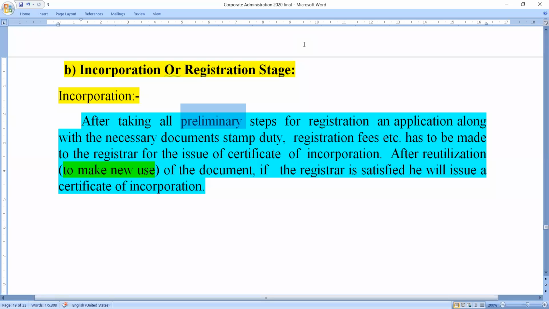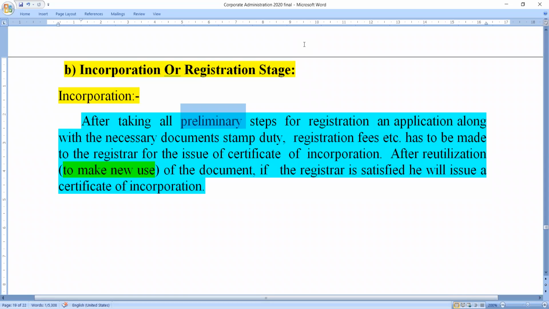To get a certificate of incorporation or registration, we should submit, first, the application; second, the necessary documents, which must have the stamp duty; and the third one is the registration fee. These three are essential to issue this certificate called incorporation. Who is issuing this certificate? The Registrar is going to issue this certificate.